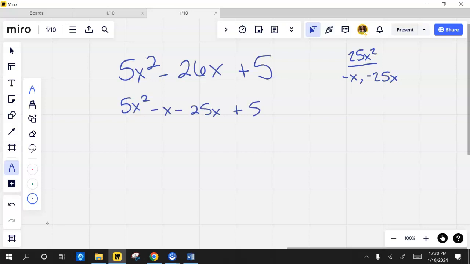This is just the backwards of foiling out is what we're doing. This splits up. First, outside, in. All right, slash it. What can you take out of the first two? What's left? The middle sign stays. What can you take out? 5. What's left?